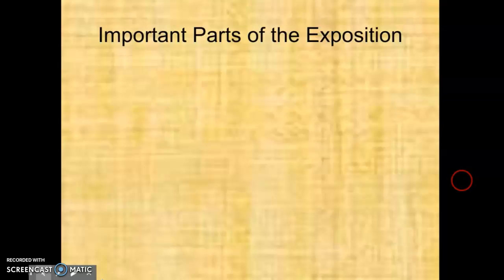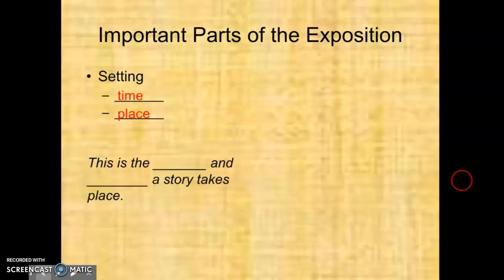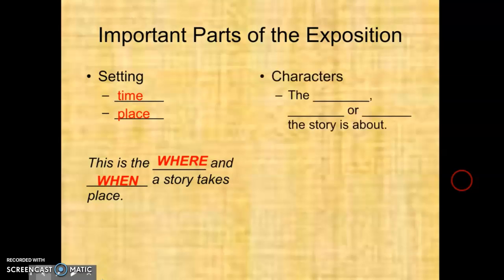There's a couple important parts of the exposition that we need to have, such as the setting, and this is the time and place. This is the when and where a story takes place. Next, we have the characters. And characters are the person, animal, or thing the story is about.